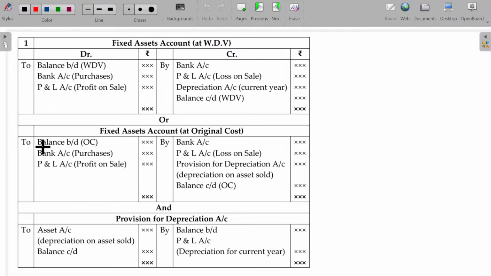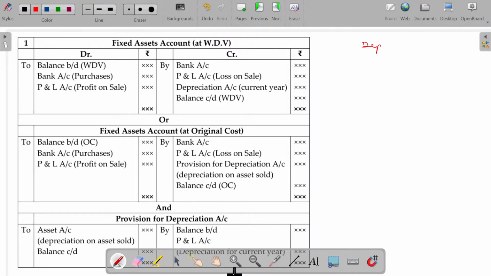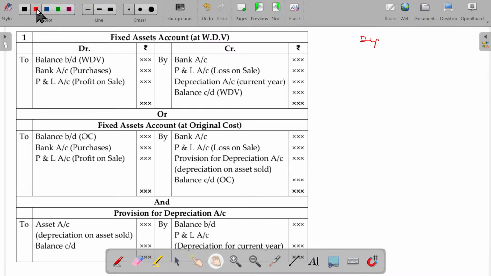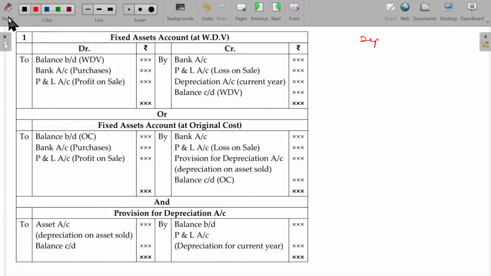So apart from that, you better understand to prepare the assets account. We have studied that assets account in chapter depreciation. Isn't it? We studied in depreciation chapter. In depreciation chapter, fixed assets at WD value. One of the methods is this one. Opening value of the assets and closing value of the assets.